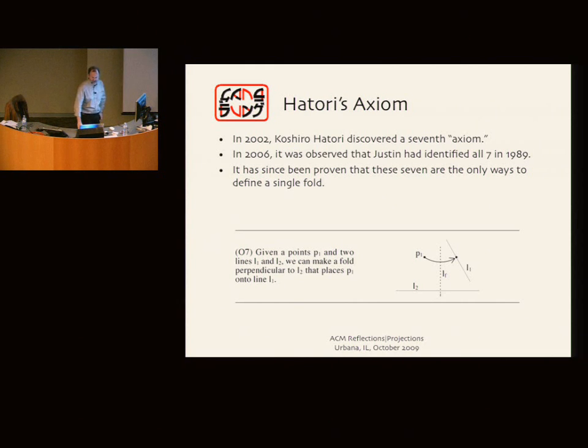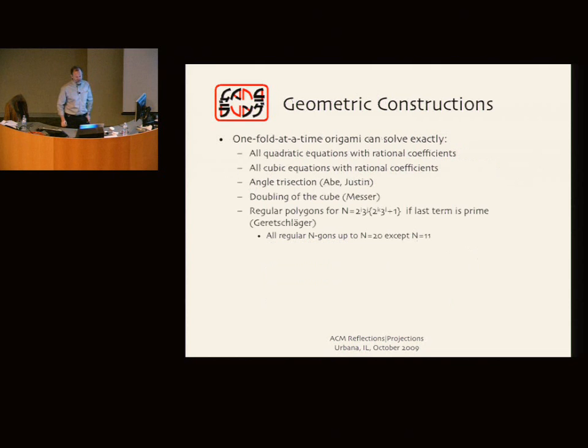But with those axioms, you can solve a remarkable number of geometric problems. You can solve all quadratic equations with rational coefficients, all cubics, even all quartics. You can do angle trisection, cube doubling. In fact, you can construct every regular polygon whose number of sides is of this rather forbidding form where this is a prime number. Basically, that means between 1 or 2 and 20, everything except number 11.